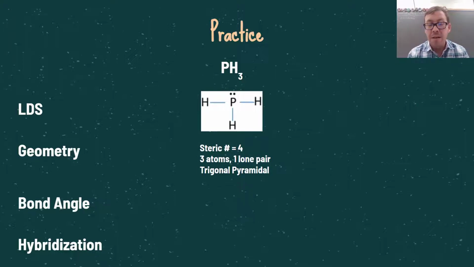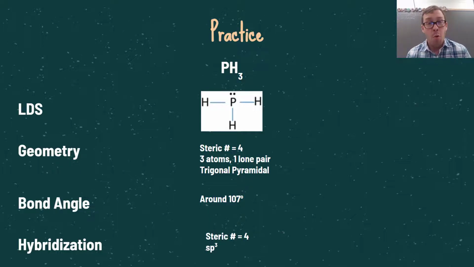The typical bond angle with a steric number of 4 is 109 degrees, but because we have that lone pair in there, we're going to subtract 2 degrees from it. So as a result, the bond angle is going to be somewhere around 107 degrees. And then our hybridization, we have a steric number of 4, and that is representative of sp3 hybridization.